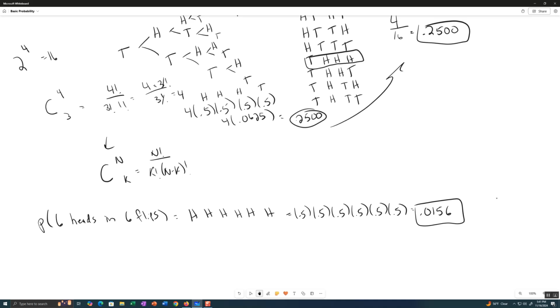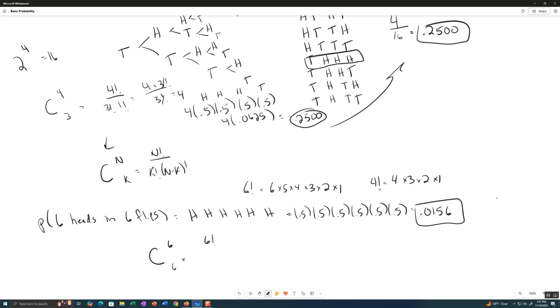If you wanted to do combinations, we could do it this way. So this is n, this is k. So it would be 6 factorial. Now 6 factorial would be 6 times 5 times 4 times 3 times 2 times 1, right? That's what factorial is. 4 factorial would be 4 times 3 times 2 times 1. So if you're not familiar with factorial, it's just basically you multiply every integer down to 1.